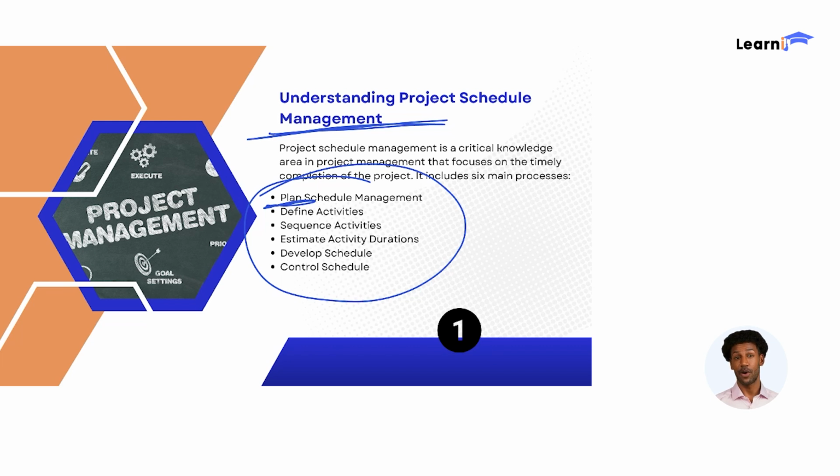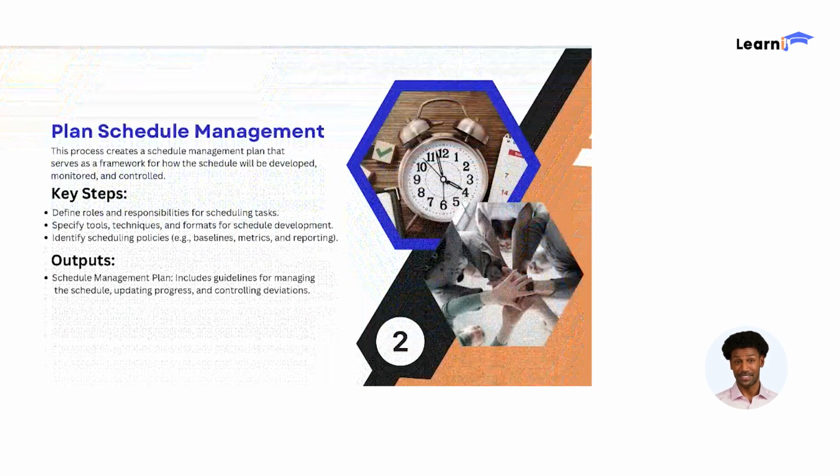They are: 1. Plan schedule management. 2. Define activities. 3. Sequence activities. 4. Estimate activity durations. 5. Develop schedule. 6. Control schedule. Got it? Great. Let's dive into each one.